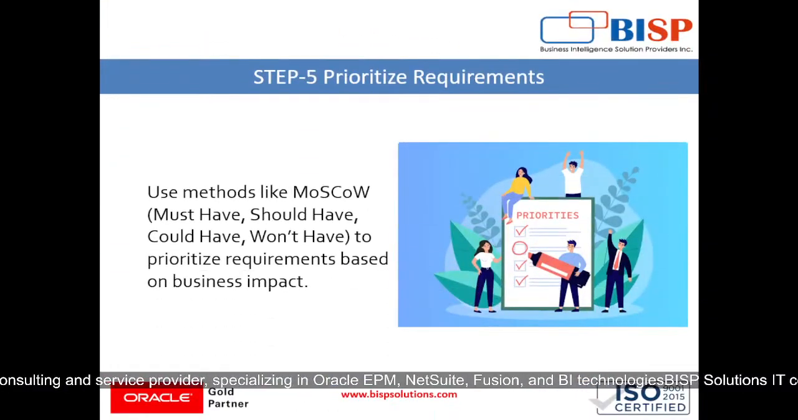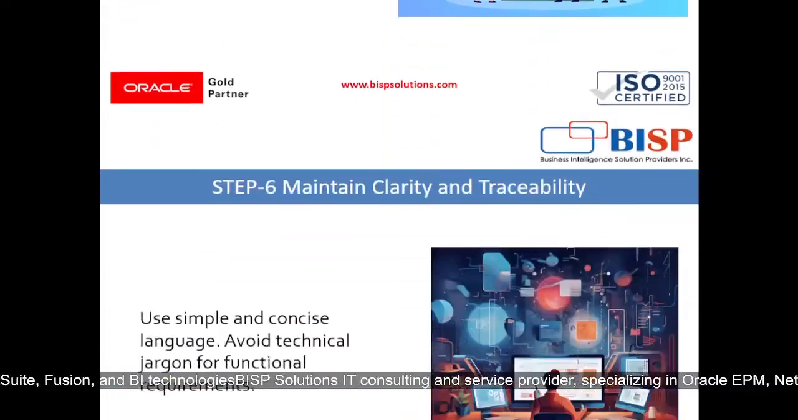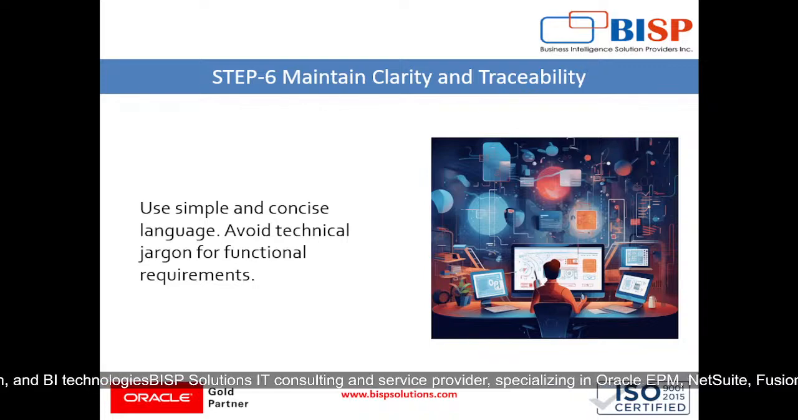Then comes step 5, prioritizing requirements, where we will be using methods like MoSCoW, which means must have, should have, could have, won't have, to prioritize requirements based on business impact. And we will be maintaining clarity and traceability with stakeholders, using simple and concise language with them, avoiding technical jargon for functional requirements, so that they get clarity about what we are doing. And we are creating a traceability matrix to map each requirement to its corresponding deliverable.